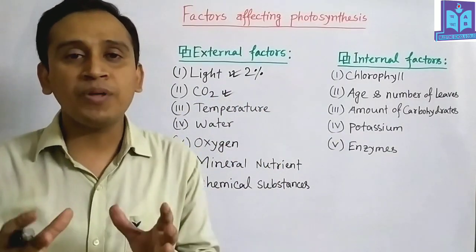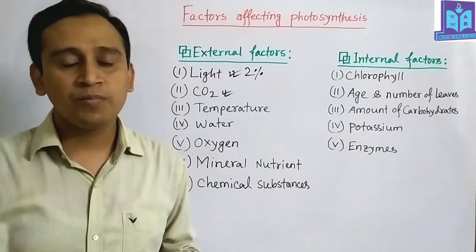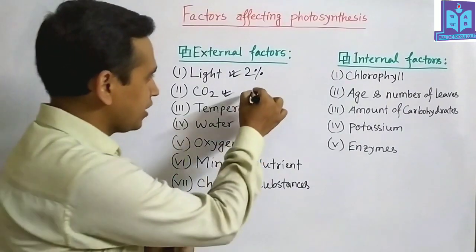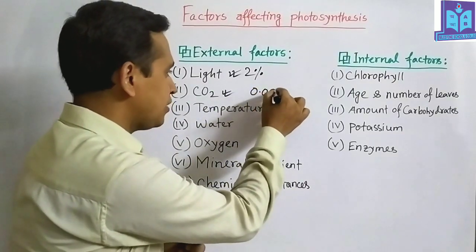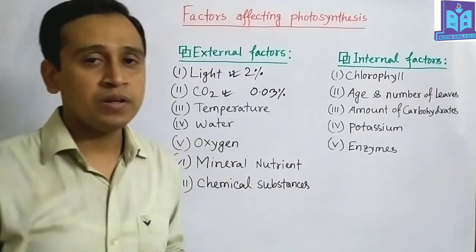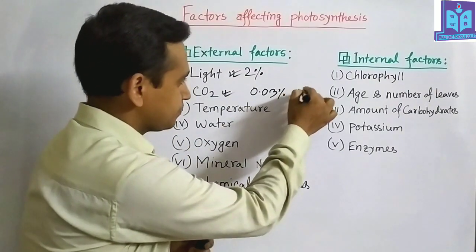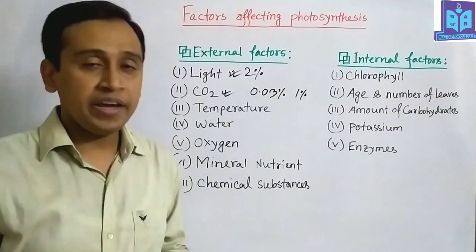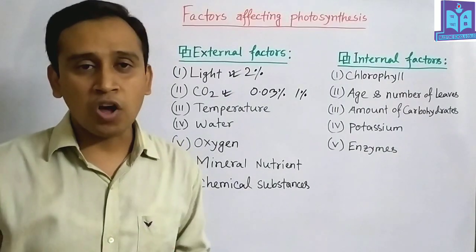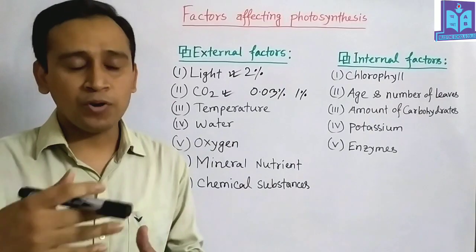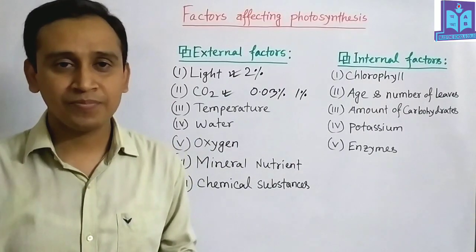Carbon dioxide is one of the basic components of photosynthesis. The concentration of carbon dioxide in the atmosphere is 0.03%, but plants can use it up to 1%. So if the concentration of carbon dioxide is increased, then the rate of photosynthesis is also increased.